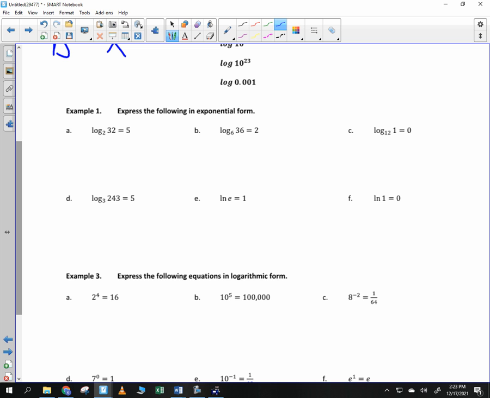It says express the following in exponential form. So log base 2 of 32 is equal to 5. So what number goes for your base? 2 is the base. The exponent is 5, and that equals 32. Do you think you could do that on the test? The next one would be 6 to the second is equal to 36.